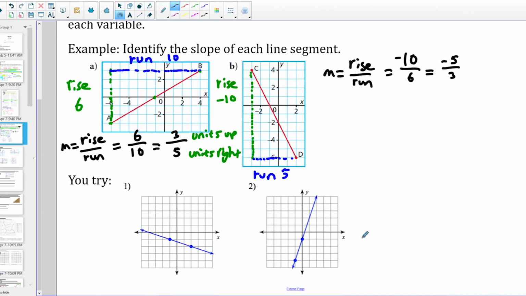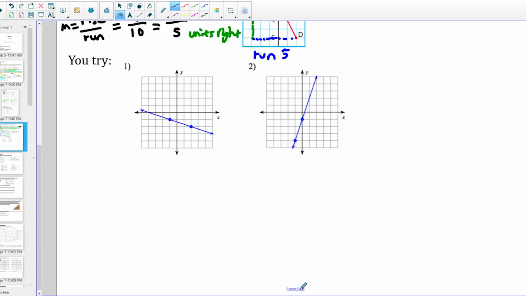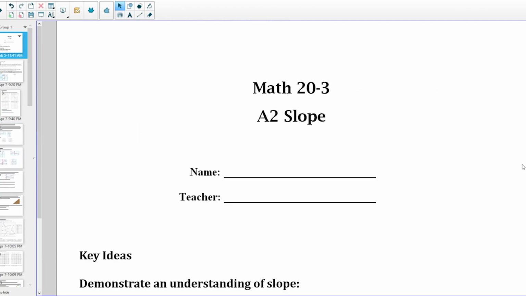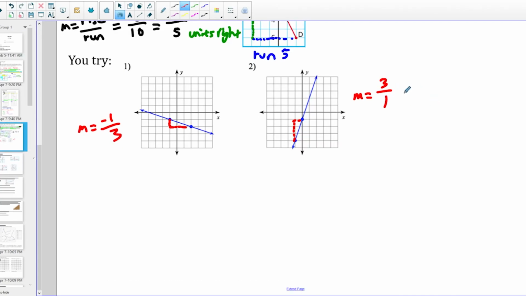Now I'd like for you to take a couple minutes to try to figure out what the slope is of these two examples. You can pause the video and resume once you're ready to continue. So we can see that moving from this point here to this point, moving from left to right, we are going down 1 and then 3 to the right, which means that my slope is negative 1 over 3. In this example, going from left to right, we're moving up 3 and then 1 to the right, which means that your slope is 3 over 1, or just 3.